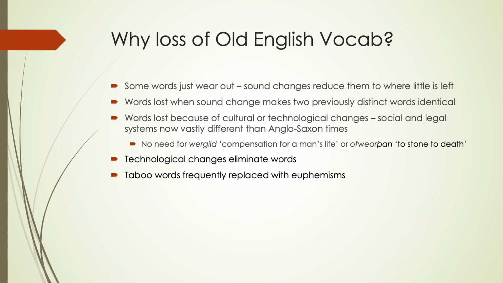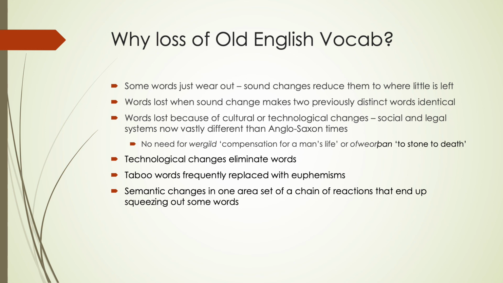We see a lot of taboo words frequently replaced with euphemisms, and so this continues to happen over time cyclically. And this happens across languages as well. This isn't unique to Old English by any means. We can also see that semantic changes in one area can set up a chain of reactions that end up getting rid of some of those other words. So as one semantic field changes and there are different words that are used, this can have an effect on some of the other areas as well.